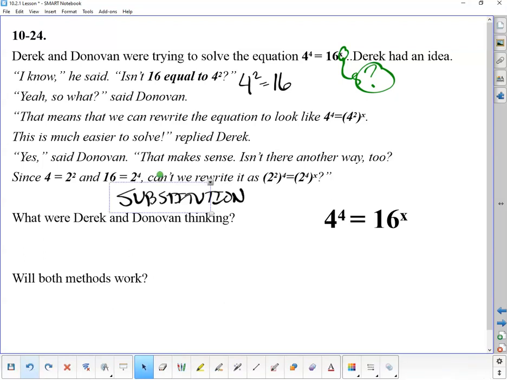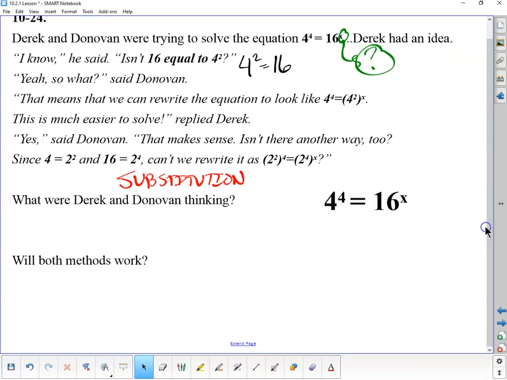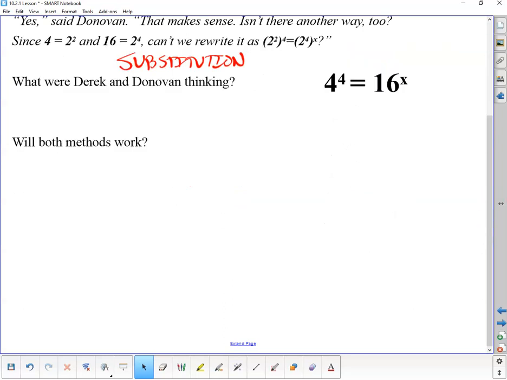It's all about substitution. So that's what we're working with. We're finding an equal value that's easier to work with, and we're replacing it in. So they want us to solve this using both methods, so we're going to do that.